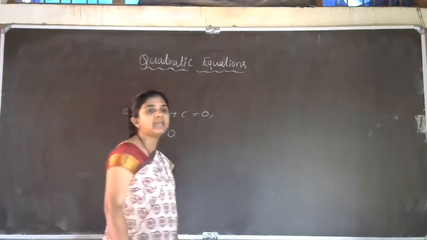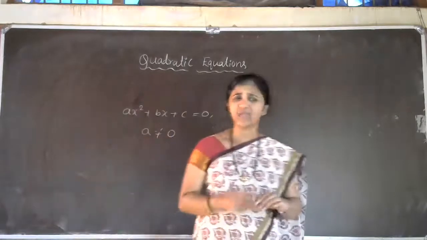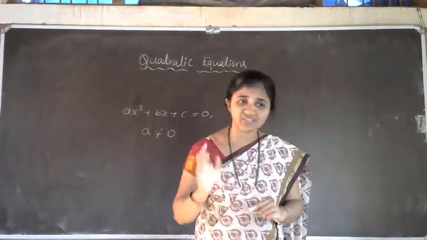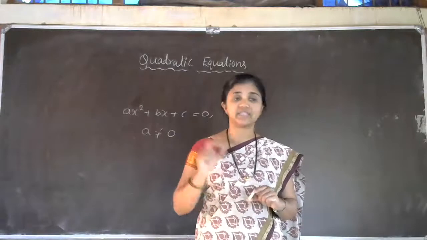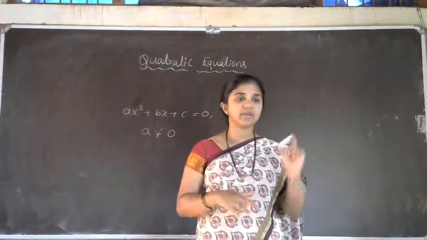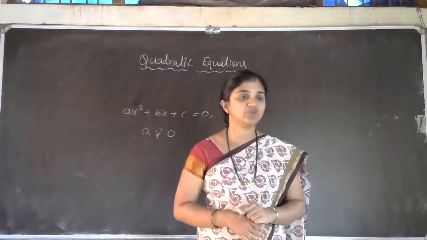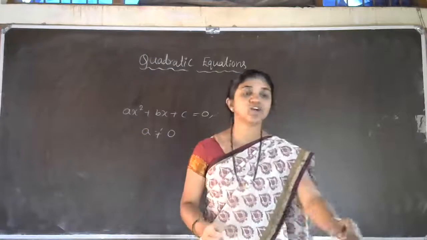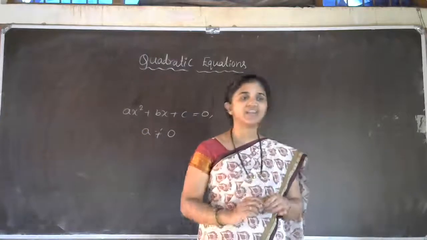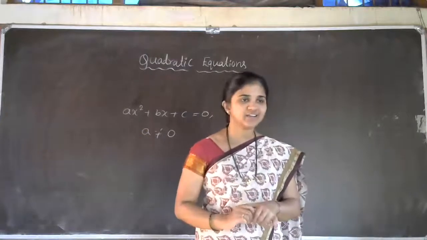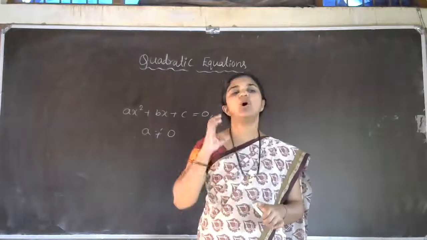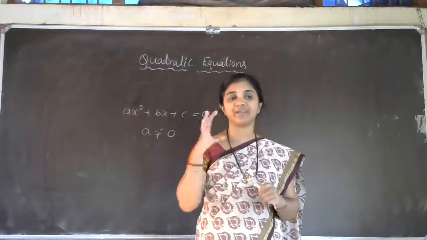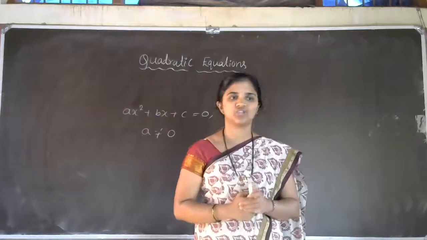Okay, an equation in which the variable degree is 2 and it is in the form of ax square plus bx plus c is equal to 0, such equations are called quadratic equations. Is that clear? You all have got the idea of identification of quadratic equations, right?